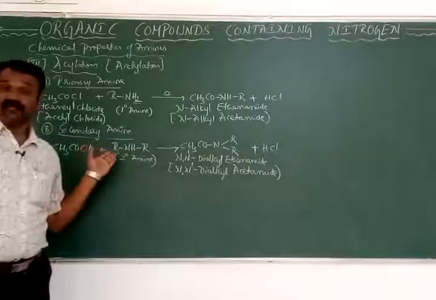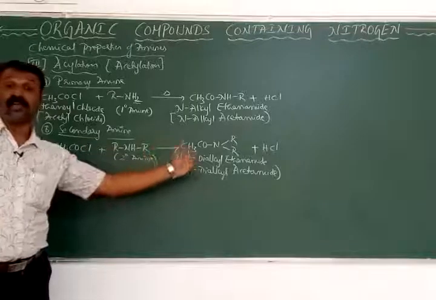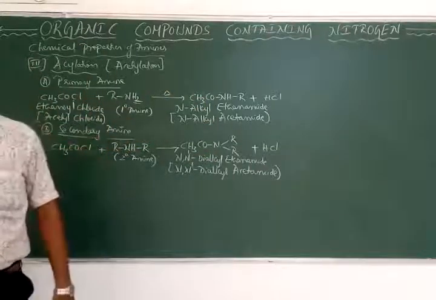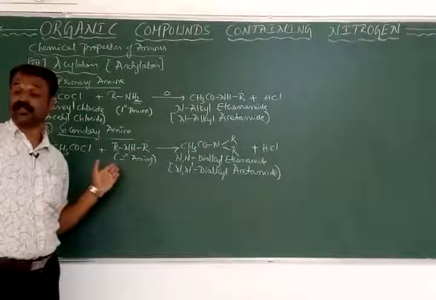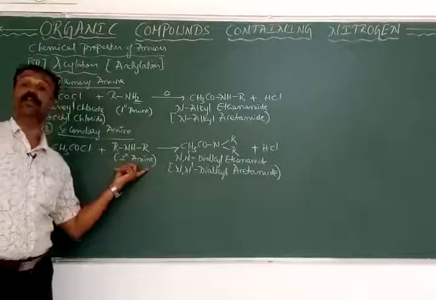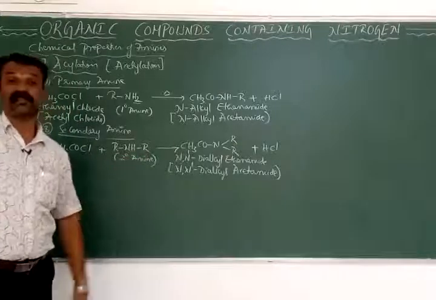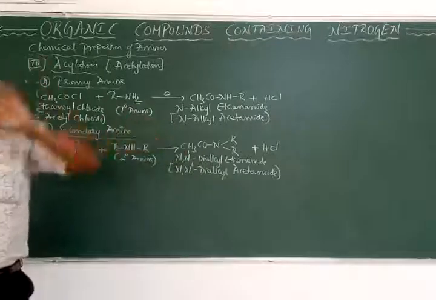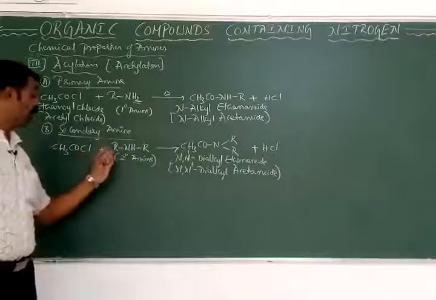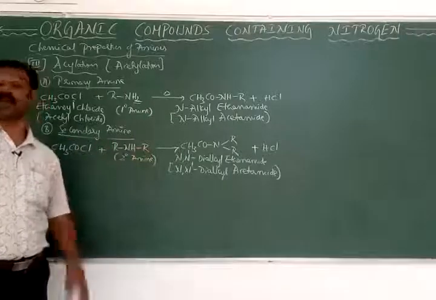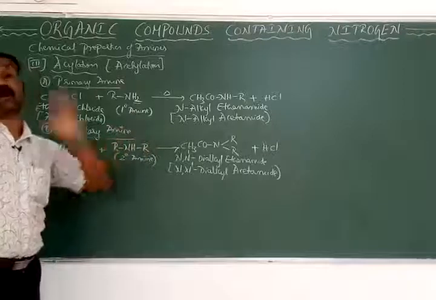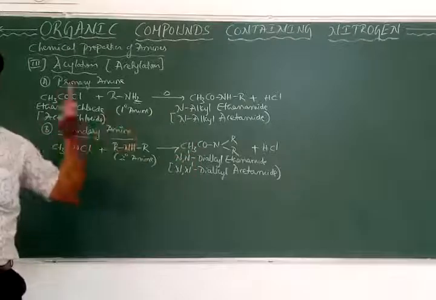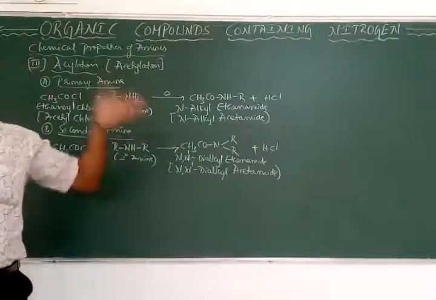If R is dimethylamine, the product is N,N-dimethyl ethanamide or N,N-dimethyl acetamide. If R is equal to C2H5, that is diethylamine, the product is N,N-diethyl ethanamide or N,N-diethyl acetamide. If R is equal to C6H5 and R' is equal to CH3, then it is called methylphenylamine. The product is N-methyl N-phenyl ethanamide or N-methyl N-phenyl acetamide.